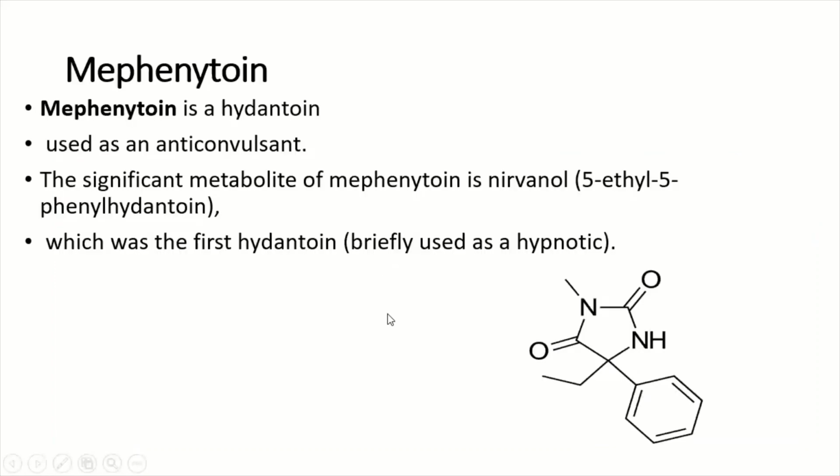This is the structure of mephenytoin. Mephenytoin is also a hydantoin. The only difference is that here there is a methyl group, and instead of a phenyl group, here it is an ethyl group. It is used as an anticonvulsant, and the metabolite of mephenytoin is 5-ethyl-5-phenyl hydantoin, that is, this methyl group will be removed. So you get 5-ethyl-5-phenyl hydantoin. That was the first compound which was used as a hypnotic agent or in the treatment of insomnia.